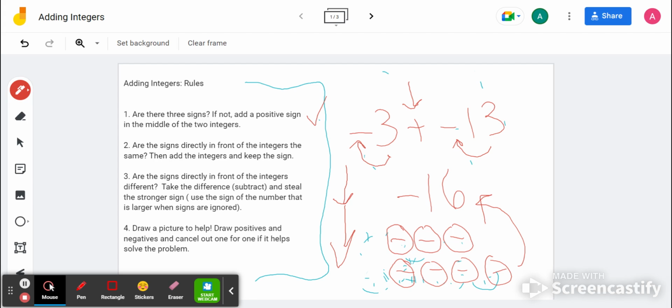Let's try one in which there are not 3 signs, and then we'll navigate what to do in that situation.